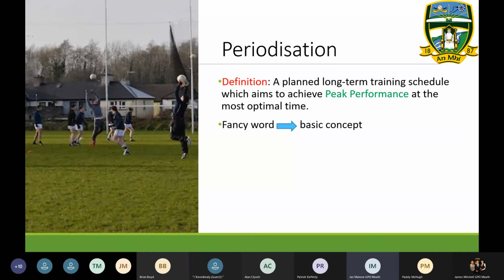So what can often happen is teams can be in tip-top shape in the middle of the season. Maybe they're only halfway through the league and championship hasn't hit full flow yet, and they could be doing fantastic in the league, and they may have hit their peak at that stage. But it's very difficult to stay at your peak for a prolonged period of time. By the time championship comes around, you may have lost that peak performance. You may have gone down a bit. That's something to be aware of. So periodization is all about planning long term to try and avoid that happening and make sure you reach your peak performance at the most optimal time.